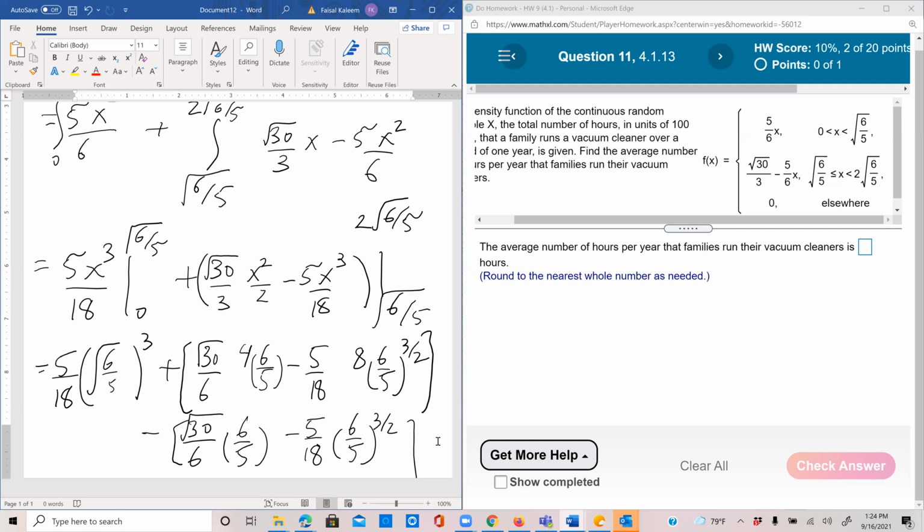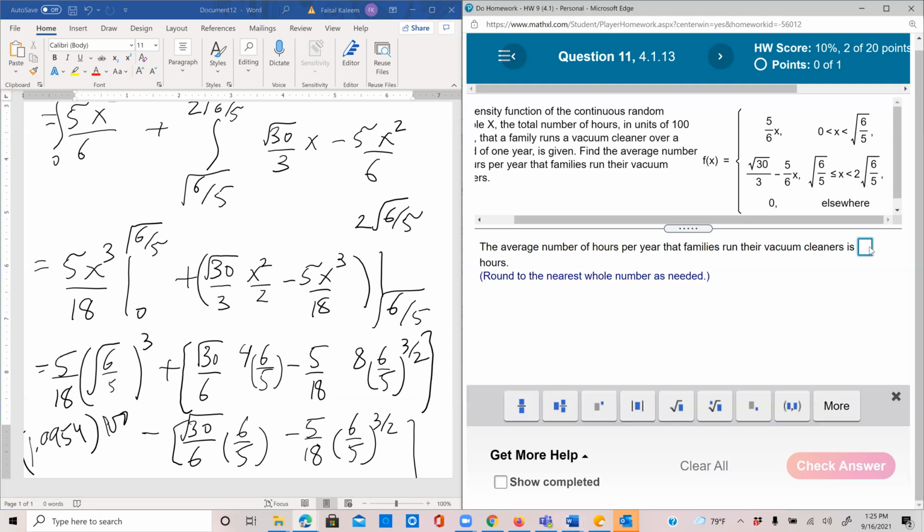Okay, so I'm getting 1.0954. But this is in units of 100 hours as mentioned here. So you times it by 100. So that'd be 109.54. That would round to 110.